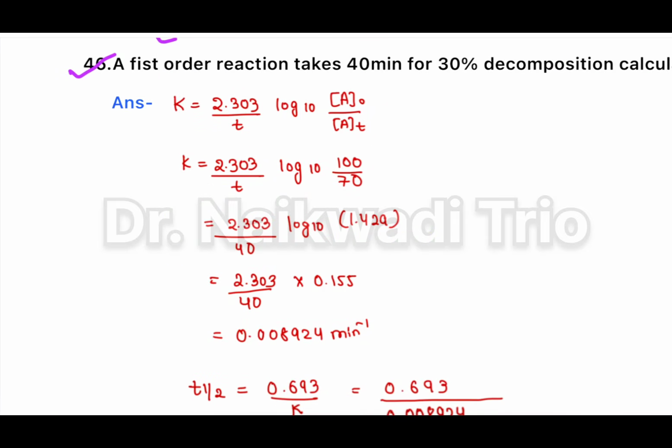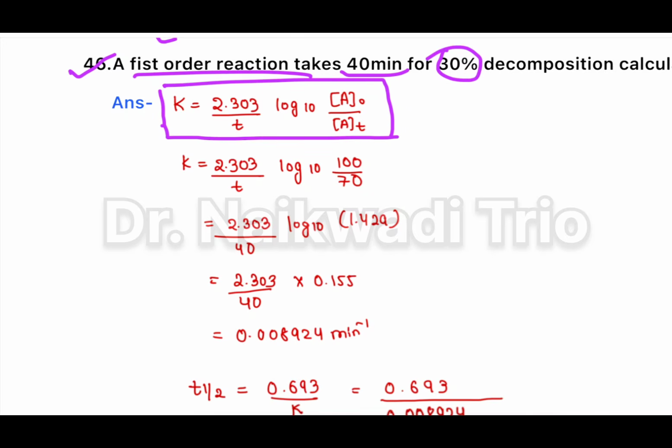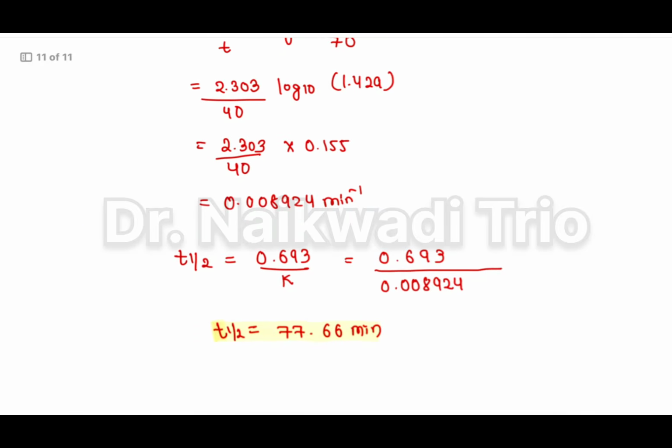Next is the 46th question. This is also easy, from chemical kinetics. It is a first order reaction that takes place in 40 minutes with 30% decomposition. Then you have to calculate the value of t half. The first formula is k is equal to 2.303 log A naught divided by A, into t. Now you have to substitute all the values, and once you have calculated the k value, you have to apply it for t half. The t half formula is 0.693 divided by k. Now substitute the k value which you have calculated above, and you will get the t half value as 77.66 minutes.